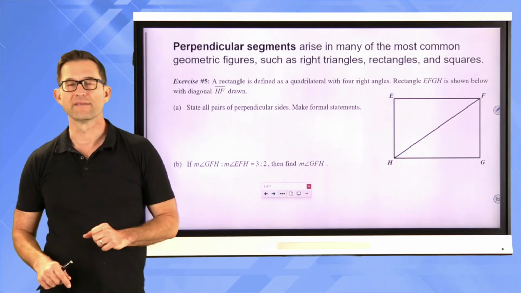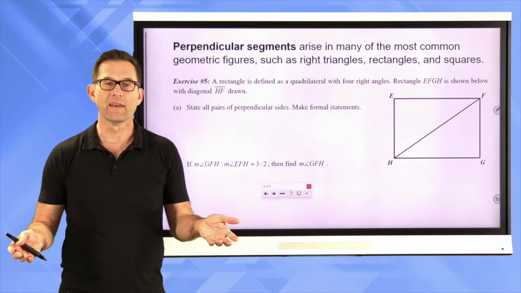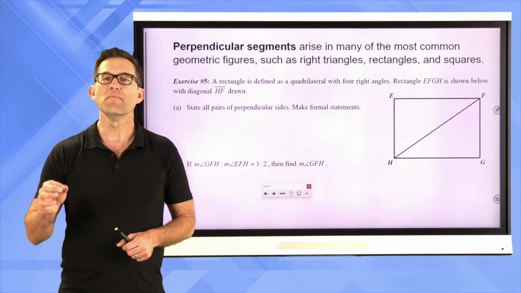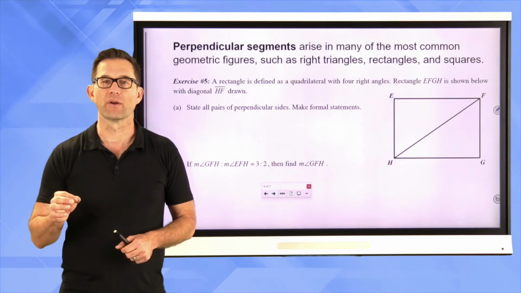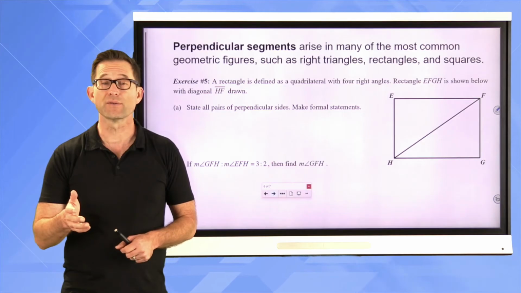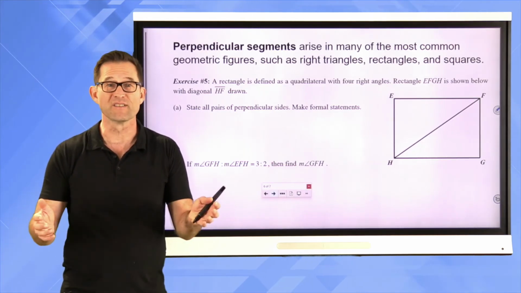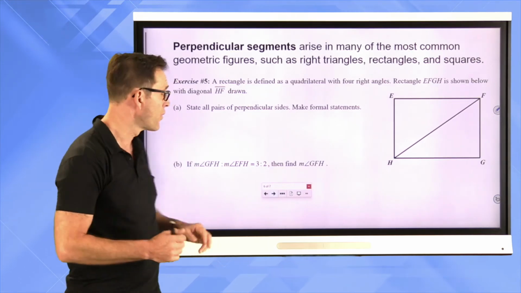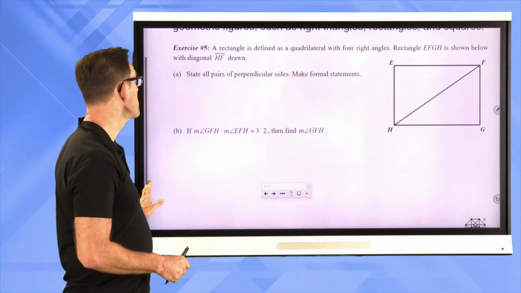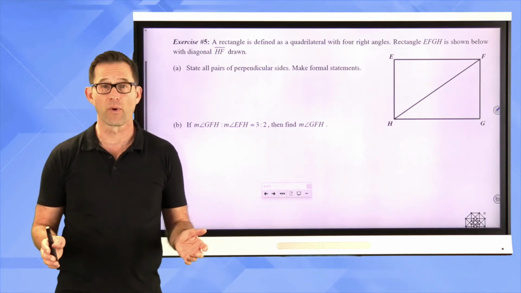Let's take a look at one last issue. Perpendicular segments, in other words, 90-degree angles, arise in many of the most common geometric figures, such as right triangles, rectangles, and squares. So right angles are going to come up a lot in our business of geometry over the span of the year, right? And right angles are always created by perpendicular line segments, or perpendicular rays.